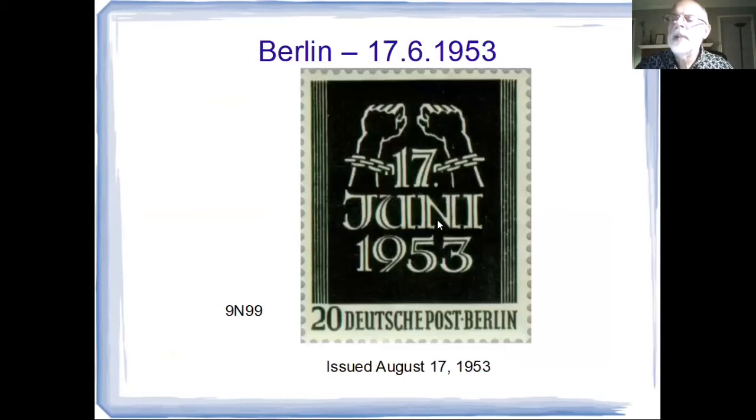Another significant event that is commemorated by a stamp happened on June 17, 1953. Construction workers in East Berlin started striking because their work quotas were increased without a pay increase. And quickly that strike spread throughout East Germany. You had demonstrations and strikes in all major and medium-sized towns in East Germany. And it was put down violently by Soviet forces with tanks, and thousands were arrested, and hundreds, if not thousands, also died in prison.